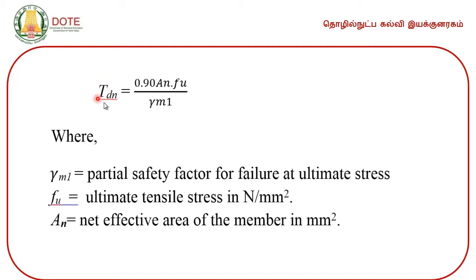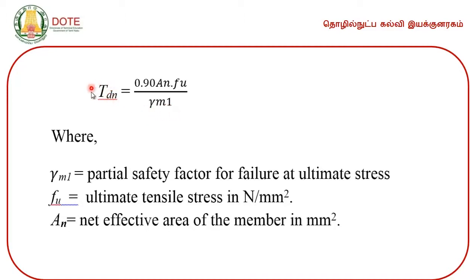So, we can coin this Tdn also, design tensile strength against rupture of critical section, and again this is also the product of area and stress. Area is the net area here, that is why I have denoted this as A suffix n, and the stress at that point is the ultimate stress, that is the maximum stress, and this is the partial safety factor for the material at the ultimate stress, and that is denoted by gamma m1. The value of gamma m1 is 1.25.